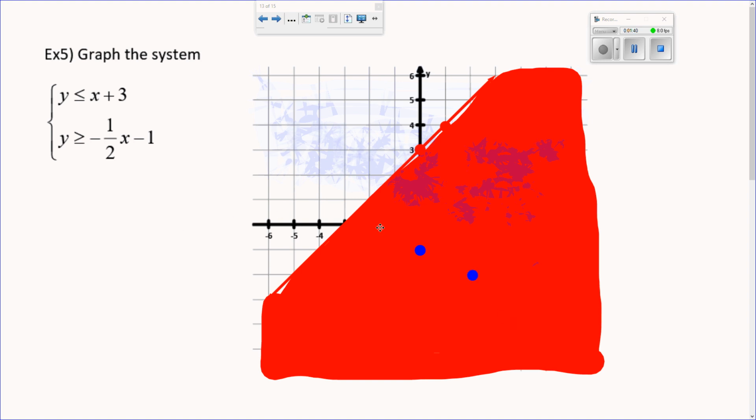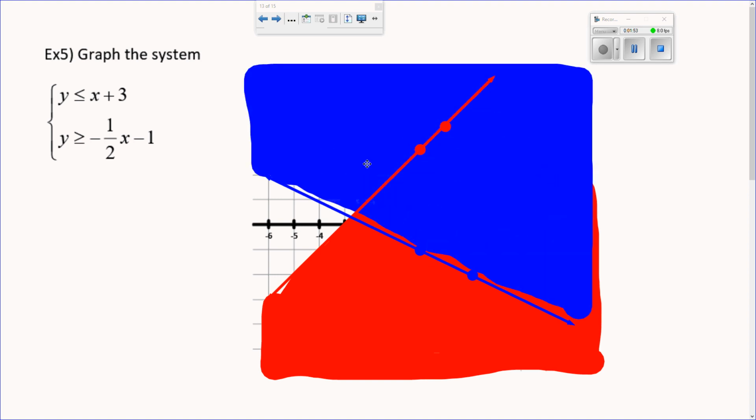And then is it a solid line or dotted line if it's greater than or equal to? That's a solid line. And then am I shading above the solid line or below the solid line? I'm going to shade above. And do you see that overlap right there? Everything in there is a solution to the system where these two overlap. Okay, so right in this little section here, that's the solution.